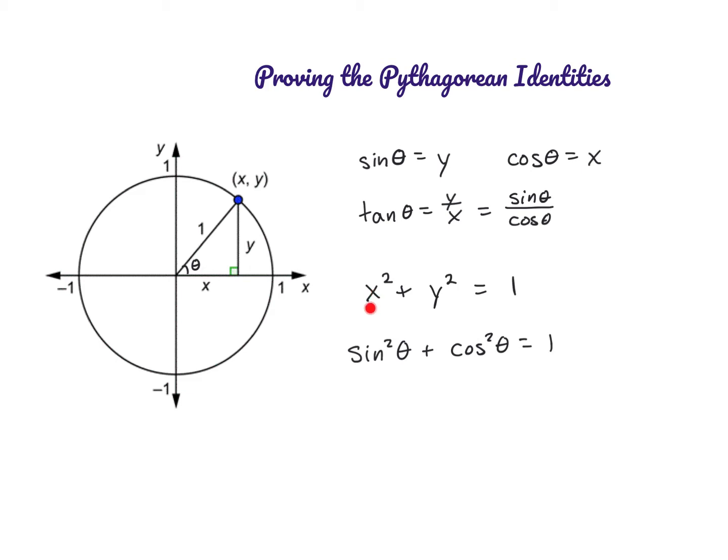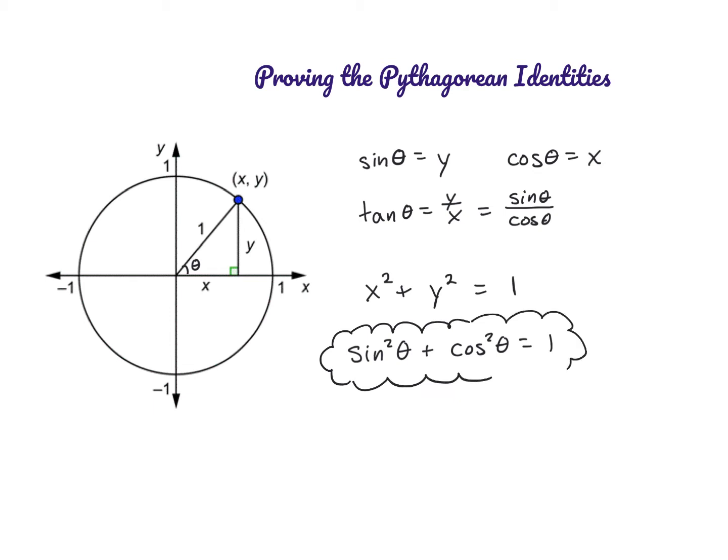And I understand that x is cosine and the y is sine, but if you're doing the sum of two different terms, it doesn't matter what order you write it in, and you typically see it written in this order, although it really doesn't matter if you write cosine squared first or sine squared first. So this is one of our Pythagorean identities.